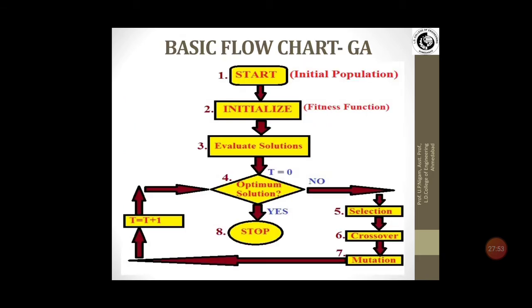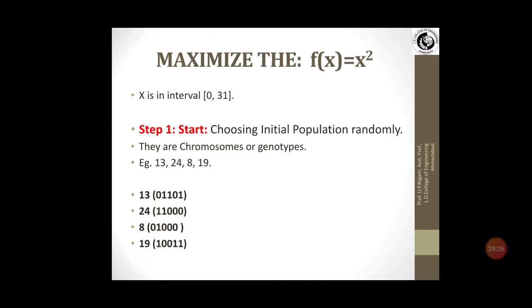So this is the basic flow chart. We have already understood this: after starting the initial population, we have to initialize the fitness function, then evaluate the solutions. If we get a particular good solution, stop. If we have not got the complete solution, go for the cycle, and this cycle 4, 5, 6, 7, 4, then again 5, 6, 7, 4, will continue. This cycle will not stop until we have the best or possible optimum solution.